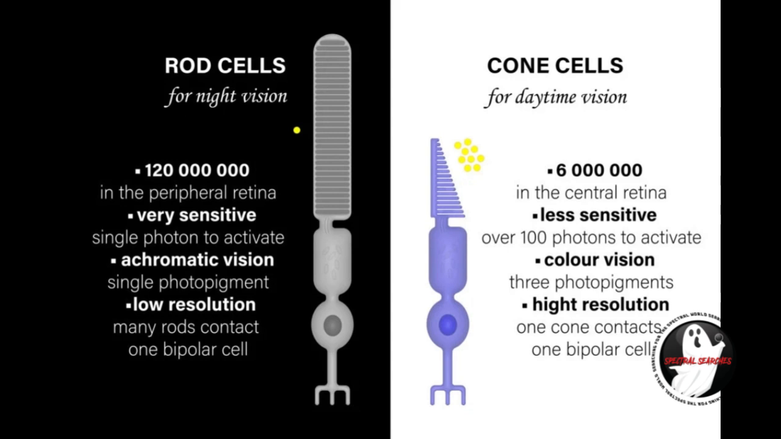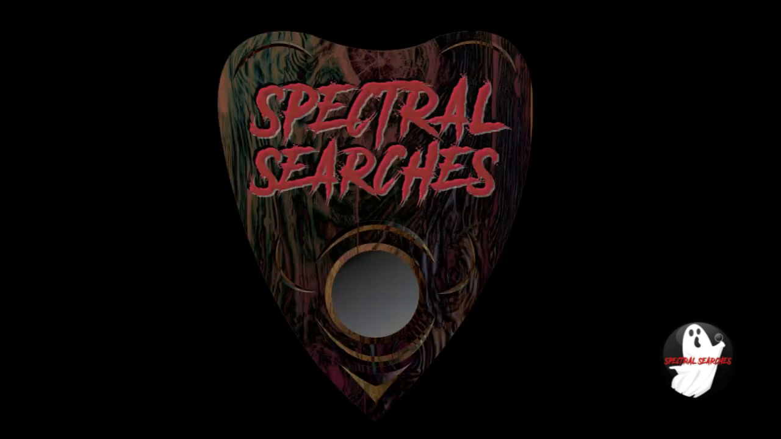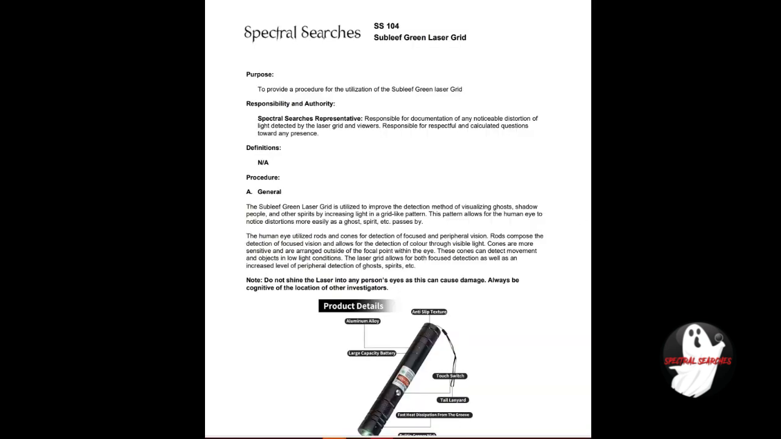The utilization of the laser grid allows for the investigator to more easily detect small changes in dark areas. It can allow for the peripheral vision to pick up rapid distortions of the grid through rod-shaped photoreceptors, and it can allow for more direct visuals as well with cone-shaped photoreceptors. The laser grid simply makes it easier for the human eye to detect the less obvious shapes that elude us in the dark. So as a way to look for evidence of the paranormal with a laser grid, Spectral Searches will be utilizing this standard operating procedure.